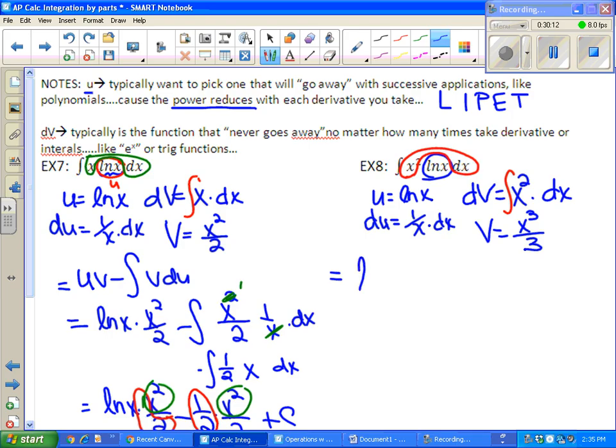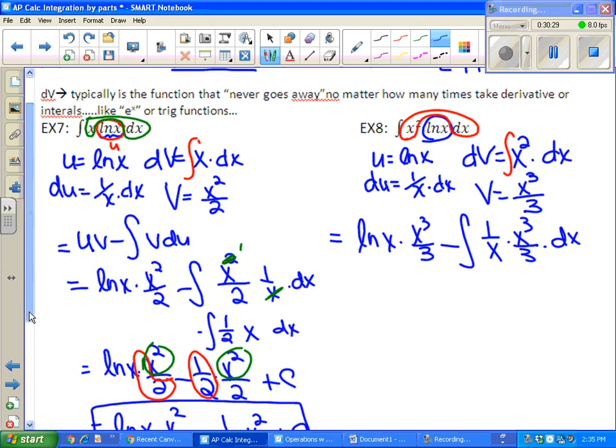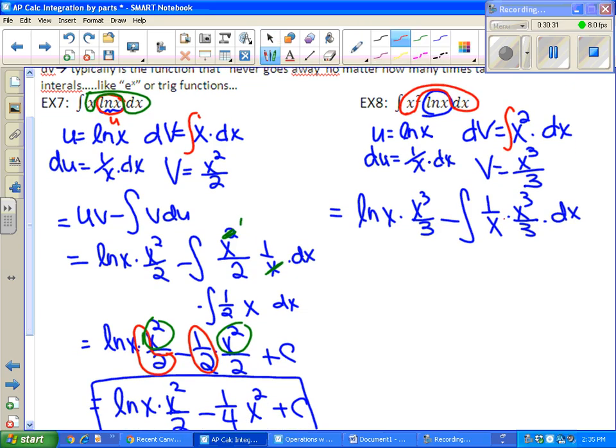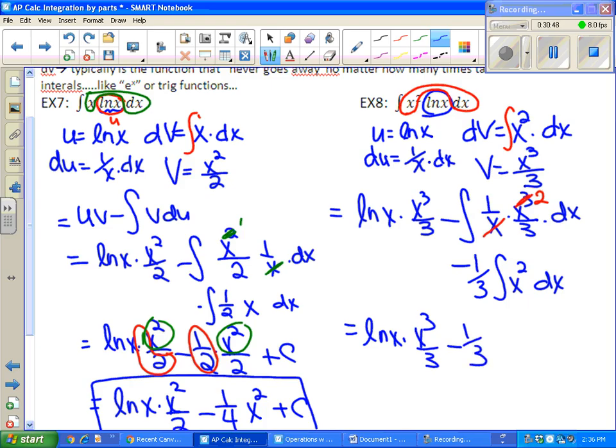So my answer is going to be u times v, natural log times x to the third over 3, minus the integral of v du, which is 1 over x, times x to the third over 3, and I didn't leave out dx on purpose, it's still there. I think some things simplify here. Can we cancel out one x on the bottom with one of these up here and have x squared? So I'm going to end up with minus 1/3 the integral of x squared dx. And my final answer is natural log x times x to the third over 3 minus 1/3 times x to the third over 3 plus c.